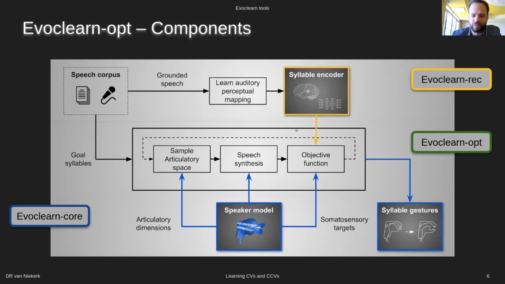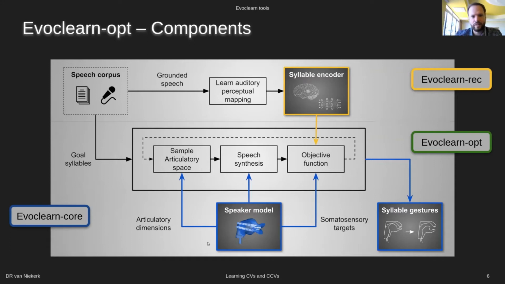So one of the objectives is then the auditory objective. In our software, we implement this in a package called Evoclearn rec. And then the whole simulation is based on what we call Evoclearn core, which is basically the Python software that controls the vocal tract model. And of course, we are also using Vocal Tract Lab for this.